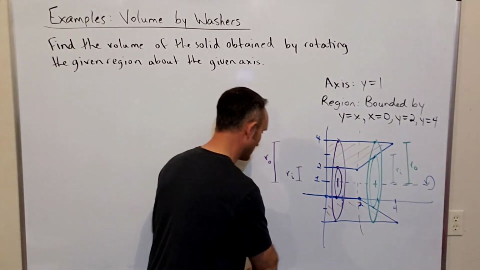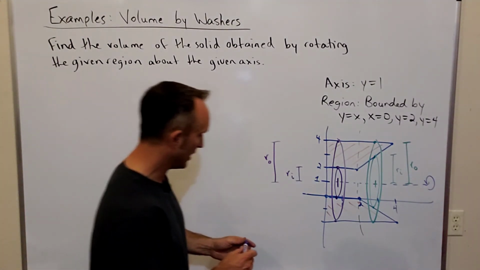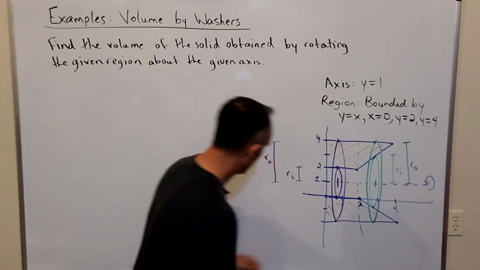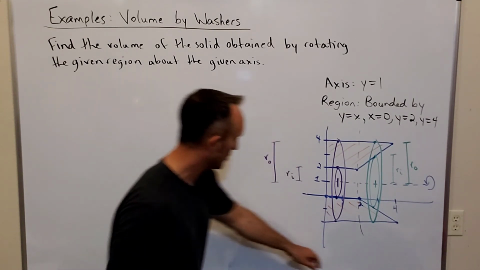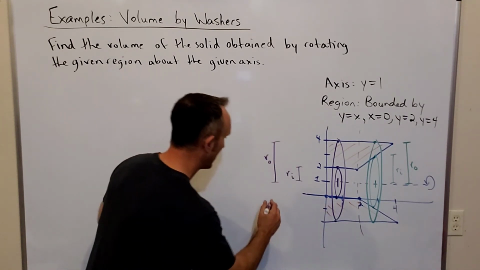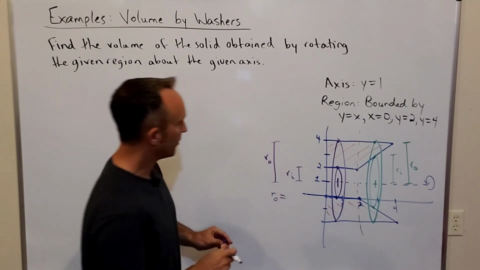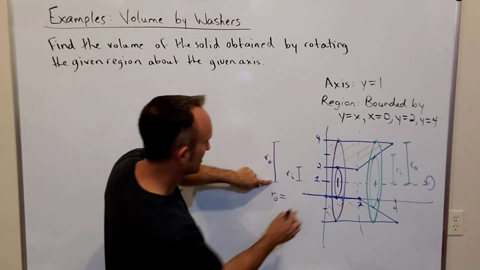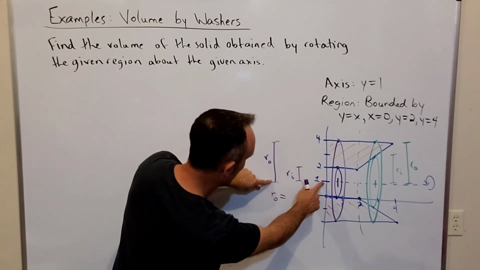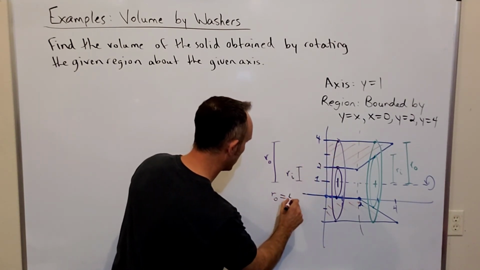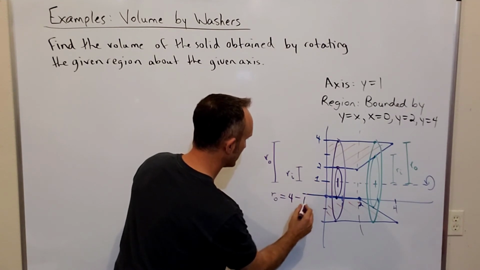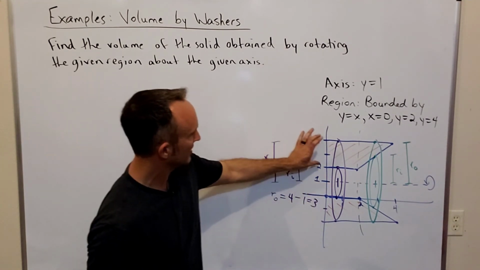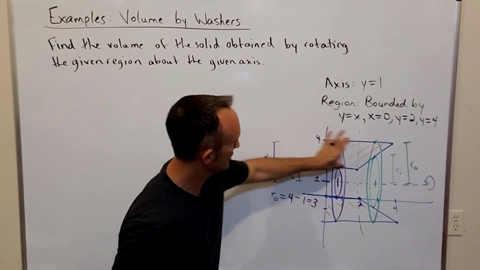So this one's interesting in that respect as well. So let's set up, let's find our radii. Let's find the purple radii first. The outer radius is going to be the top y minus the bottom y, which is 1. So top y is 4 minus the bottom y is 1. So our outer radius is a constant of 3 across this region.